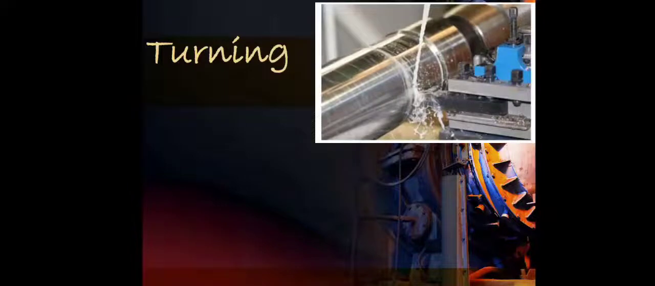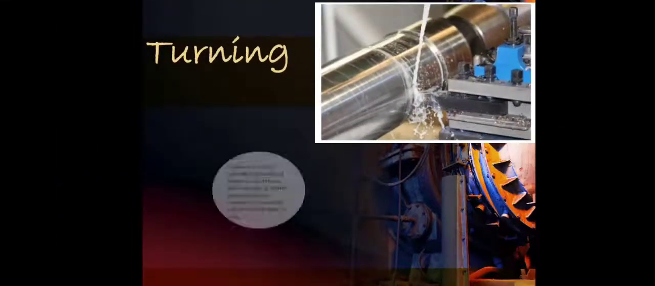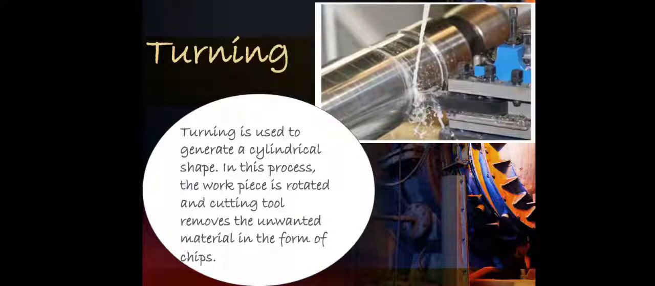So here is the illustration of turning. What is turning? It is used to generate a cylindrical shape. In this process, the workpiece is rotated and the cutting tool removes the unwanted material in the form of chips. When we talk about turning, the word itself means turning, or making a cylindrical shape.